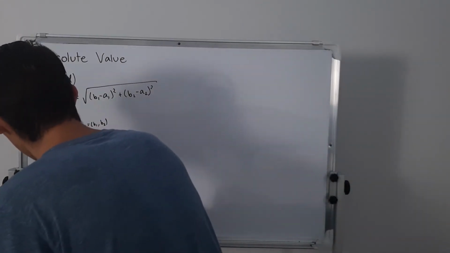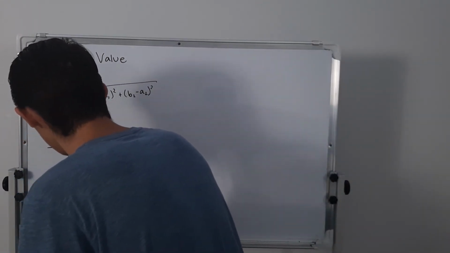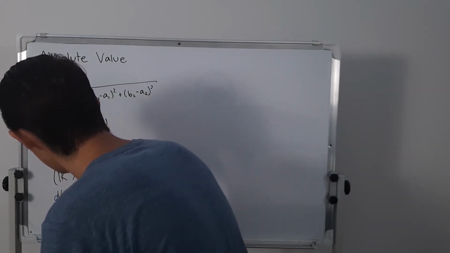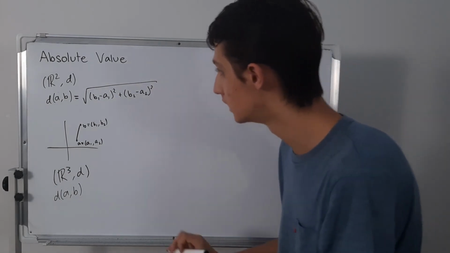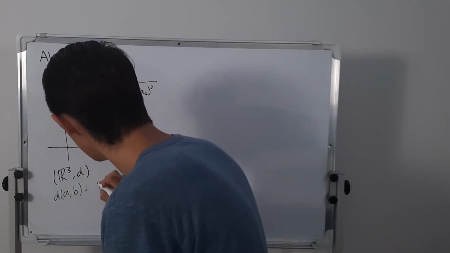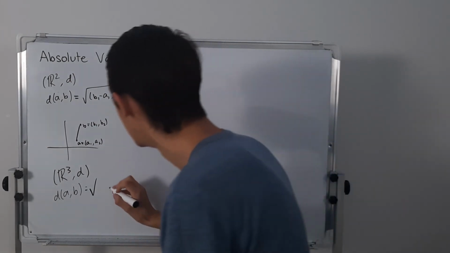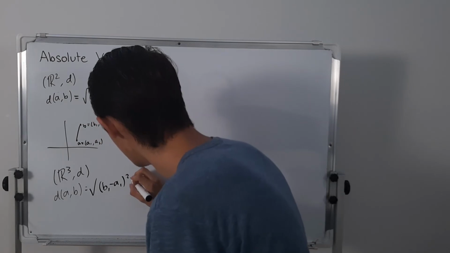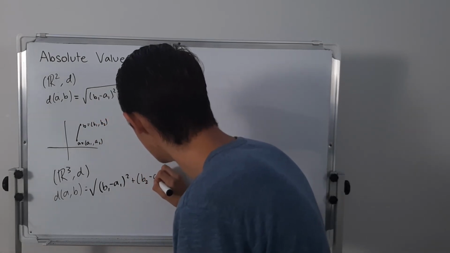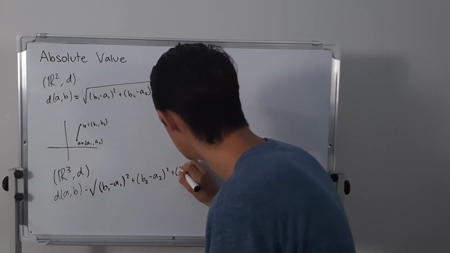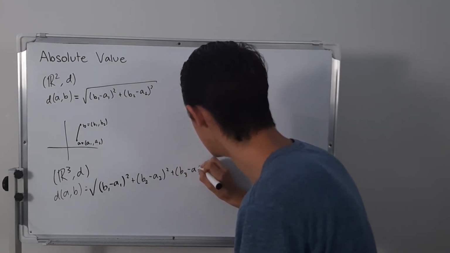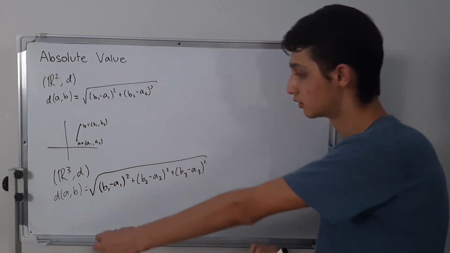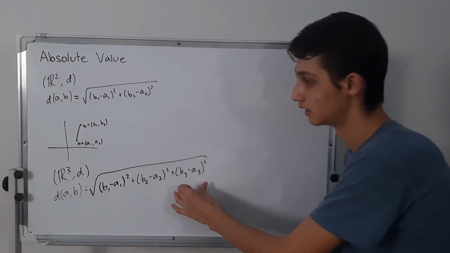So for the real line in 3 dimensions, our distance between a and b is just going to be a lot longer. Start off with the square root, and then we're going to have b1 minus a1 squared plus b2 minus a2 squared plus b3 minus a3 squared. And it's going to be the square root of all of that, right? So these are our x's, our y's, and our z's.